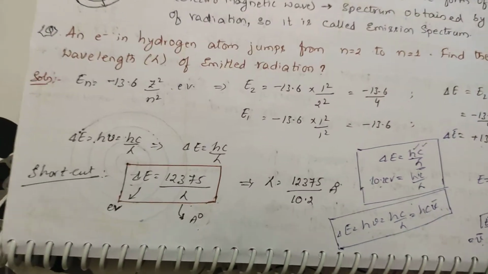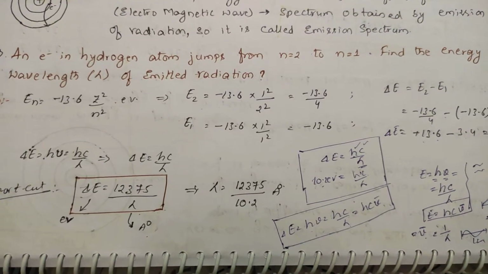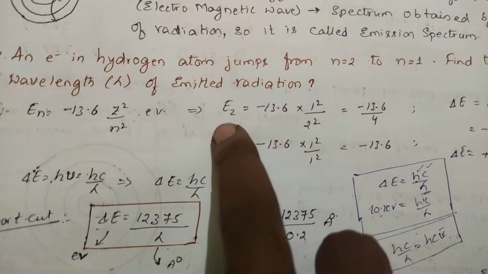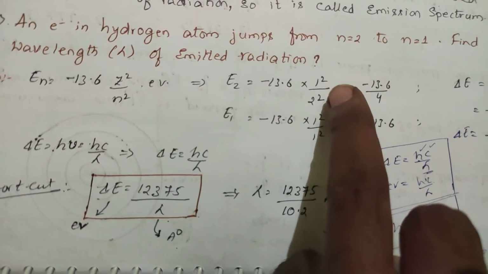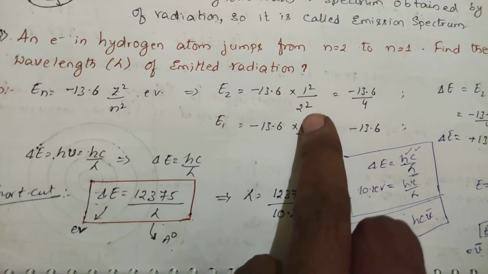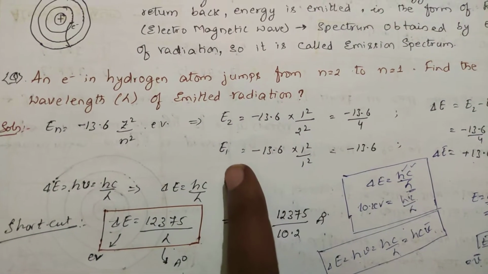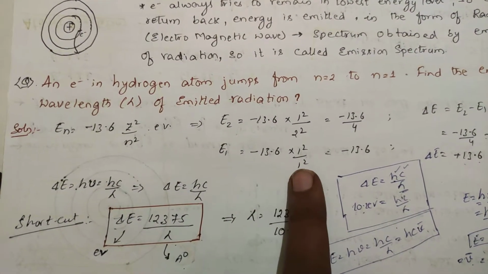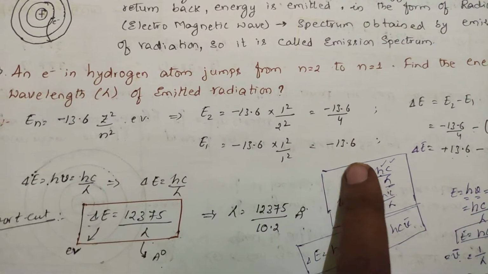So he is asking about the electron going from the second orbit to the first orbit. You know the second orbit energy is minus 13.6. The general formula is z square by n square. Z is 1 because it is a hydrogen atom, n square is 2 square, so you get minus 13.6 by 4. For the energy of the first orbit, it is minus 13.6 into z square, 1 square, by first orbit 1 square, equal to minus 13.6.